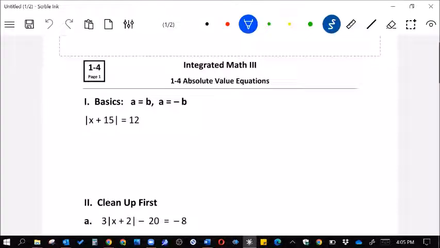Welcome. Let's look at absolute value equations. The basic thing about it is that if you have an absolute value problem, the absolute value of A equals B, you're going to have two cases where you're going to have A equals B and A equals negative B.